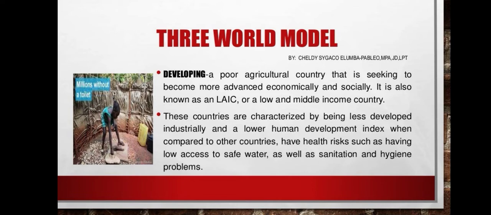The third one is the developing. This is the developing: a poor agricultural country that is seeking to become more advanced economically and socially. It is also known as LMIC, or a low middle income country. These countries are characterized by being less developed industrially and a lower human development index, compared to other countries, with health risks such as low access to safe water, as well as sanitation and hygiene problems. It's not good to be part of the developing countries, especially when you are poor.